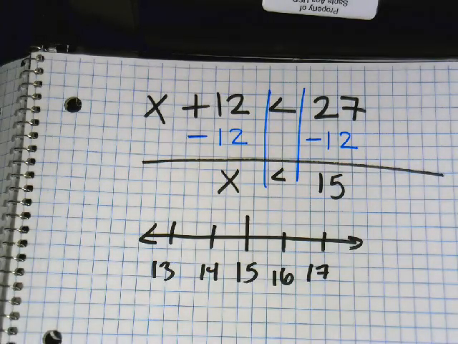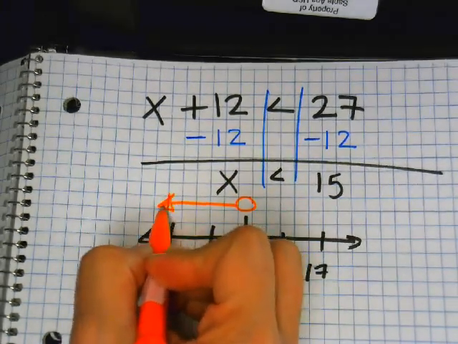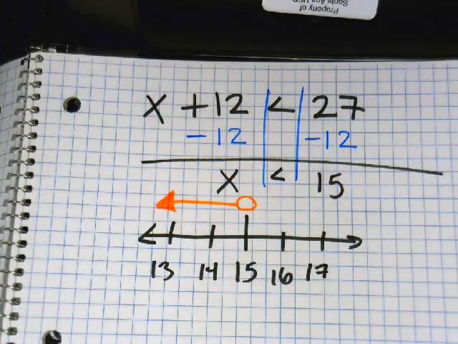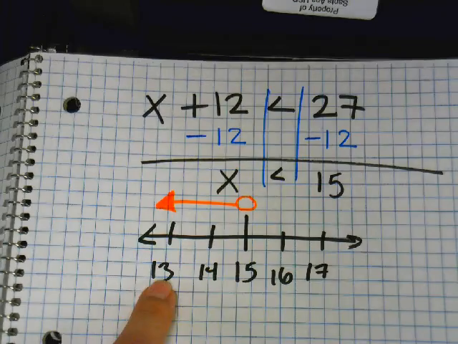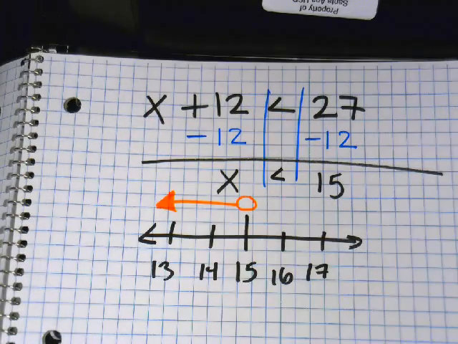Open or closed? Open. Left or right? Left. These numbers are all possible solutions to our problem. Meaning I can use 13 and plug it in here. And this would be all the answers less than 27. All possible answers. Pretty easy? Are we okay so far?